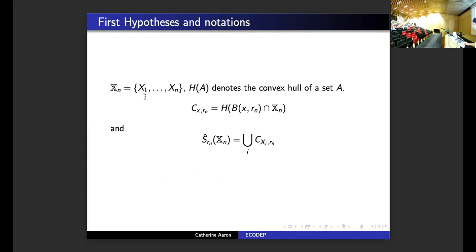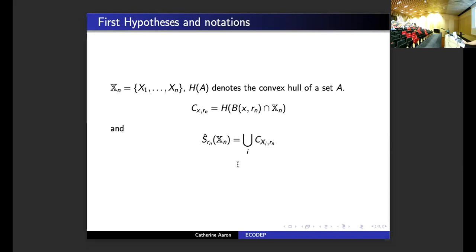What is exactly our estimator? As I told before, we are going to work with small convex hulls. So at each point, with a radius Rn, we are going to look at the convex hull of the observations that are in the ball of center X and of radius Rn. And we are going to estimate the support as the union of all these things.